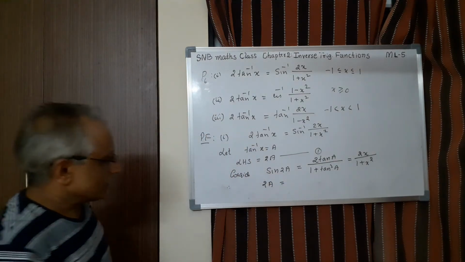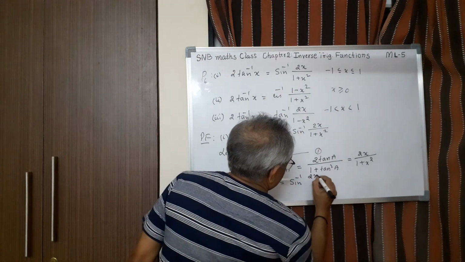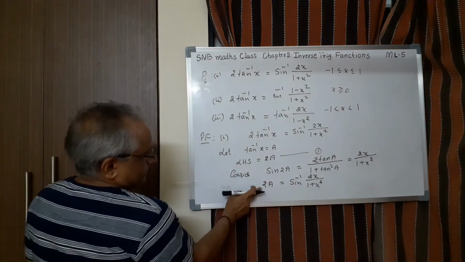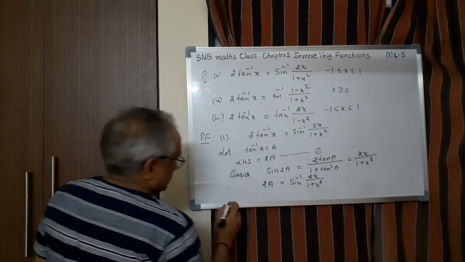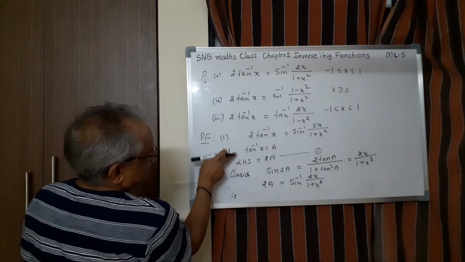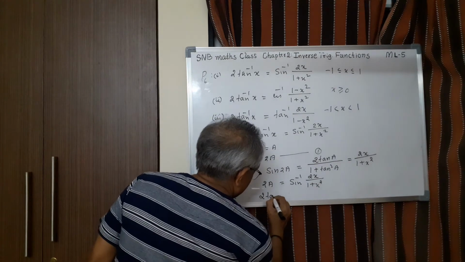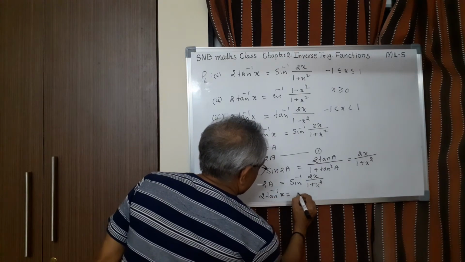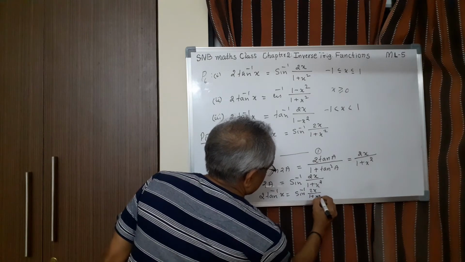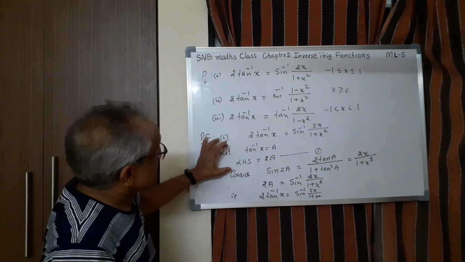2a will be equal to sine inverse of 2x divided by 1 plus x square. But what is 2a? 2a is LHS. That is, this is LHS. What is LHS now? LHS is 2a, but a is tan inverse. That is, 2 tan inverse x will be equal to sine inverse of 2x by 1 plus x square. This is the proof.